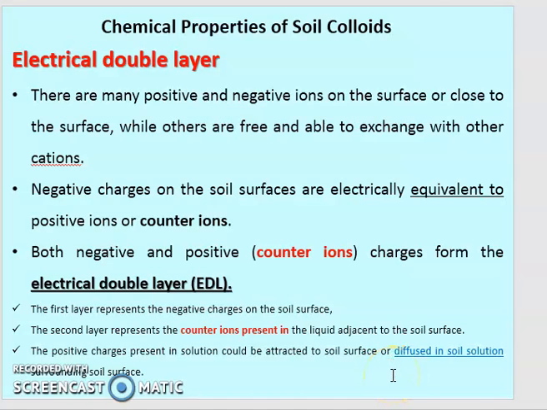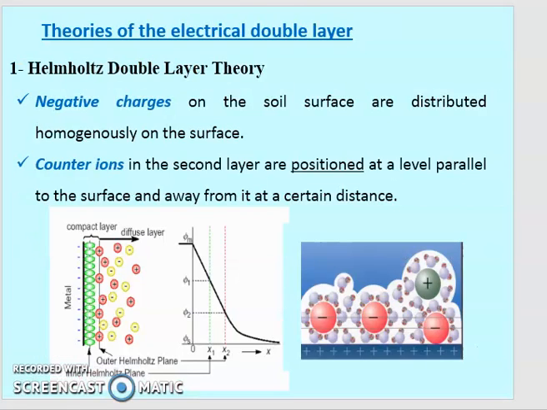The positive charge present in the soil solution could be attracted to the soil surface or diffuse in the soil solution surrounding the soil surface. We have three theories describing these double layers. The first theory is the Helmholtz double layer theory.